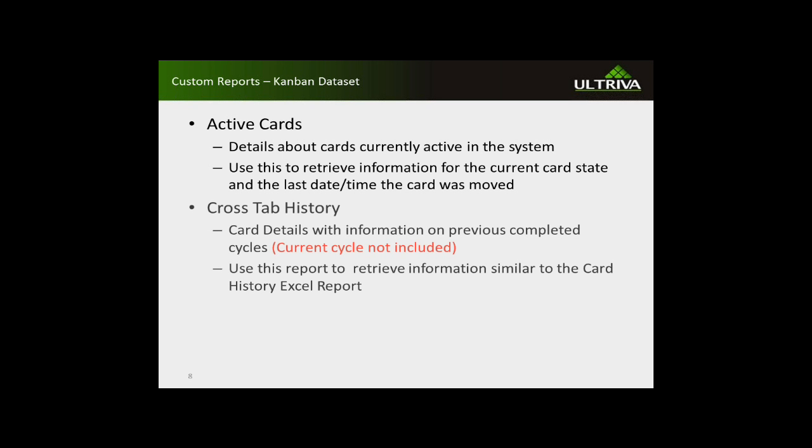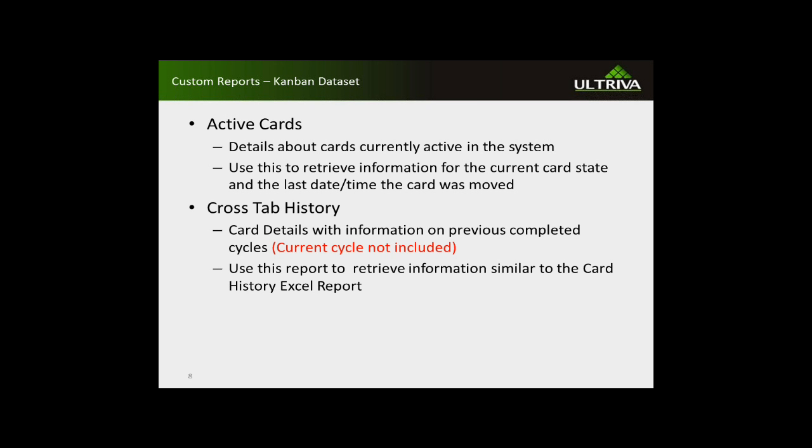So for that Kanban data set for the custom reports, we'll go through them in order. The first report was active cards, and this report gives you details about the cards that are currently active in the system. And you can get information like the current card state, the last date time the card was moved, and things of that nature.